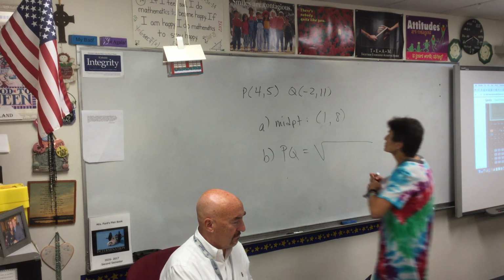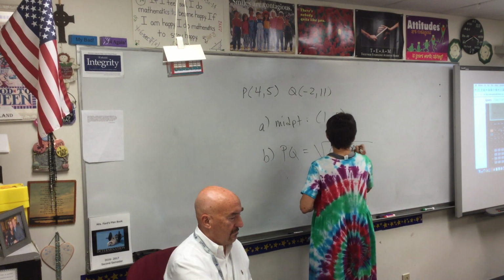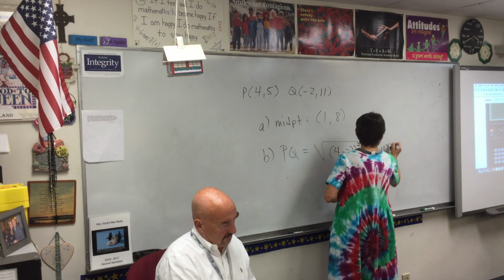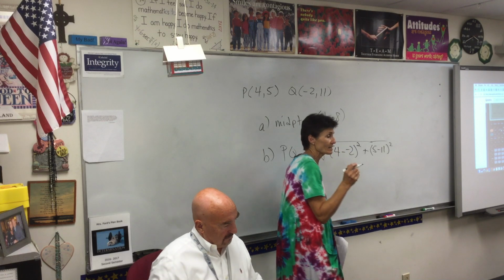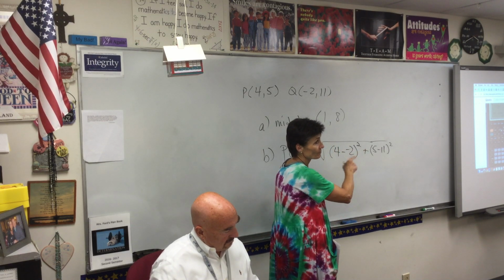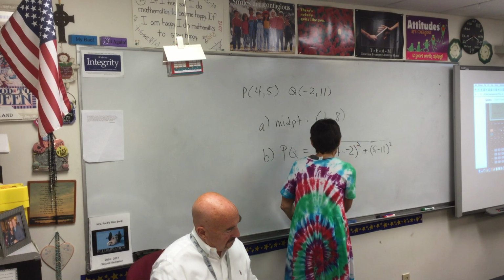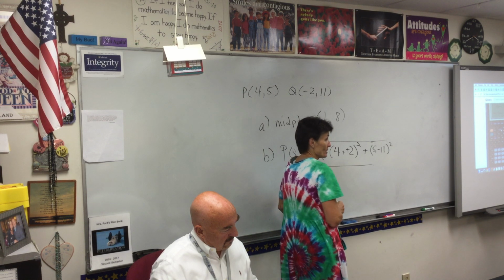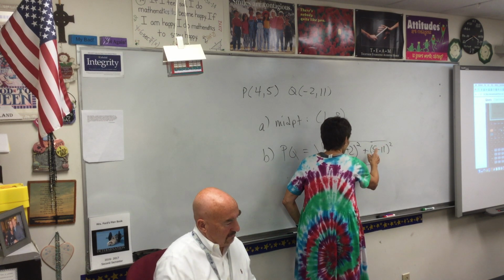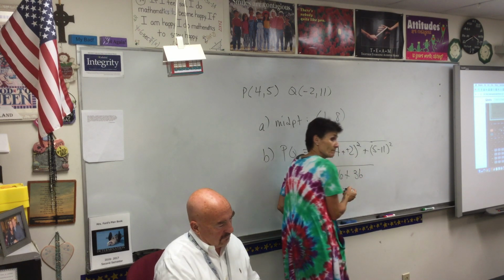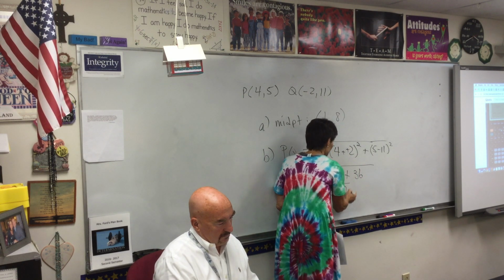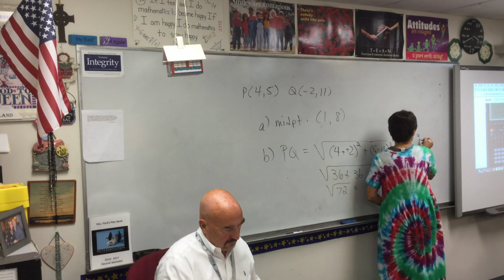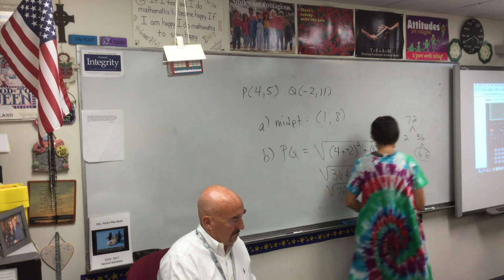So we're going to subtract. So 4 minus -2, and we square that, and 5 minus 11, and we square that. You got that? So that's going to become a plus, so that's going to be 36. And that's also going to be 36. So we have the square root of 72, which breaks down to 6 root 2.